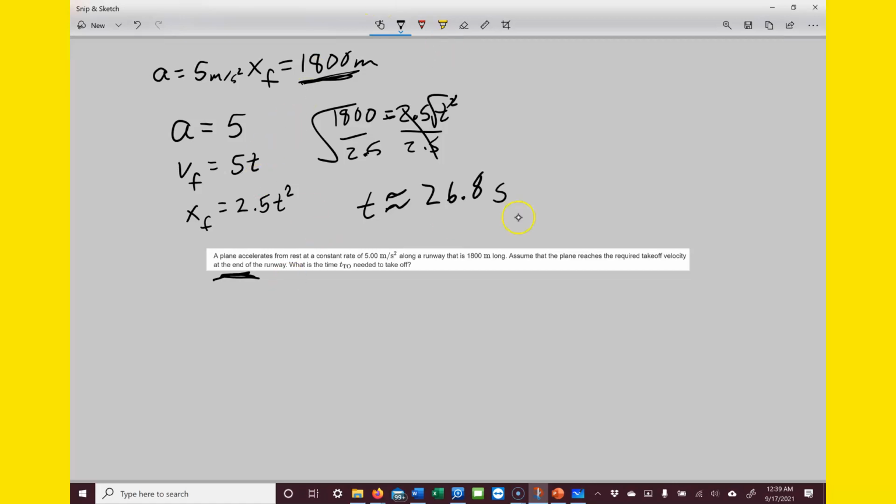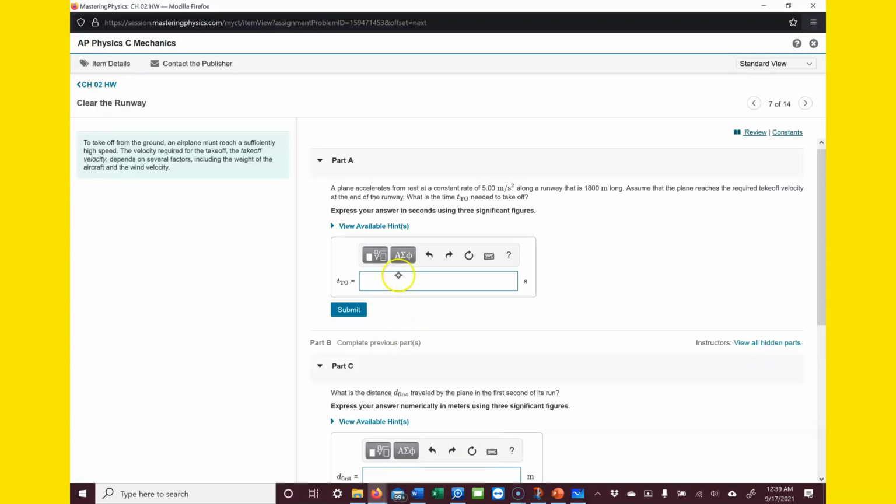So let me go back and put that in. 26.8. It says use 3 significant figures, so I did use 3 significant figures.